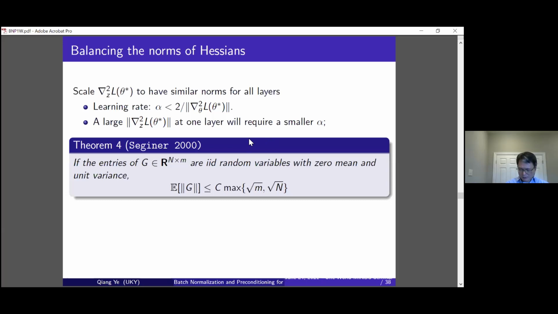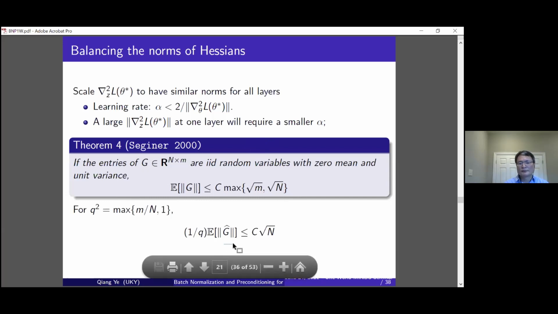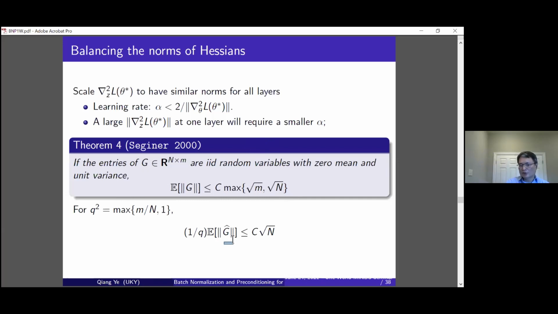It turns out we can use a result from random matrix theory to estimate the norm and then scale accordingly. So here's a result from random matrix theory. If I have an m by n matrix G where each entry is an IID random variable with zero mean and unit variance, then the expected value of the norm of G is bounded by the maximum of square root m and square root n. For our problem, G hat has a first column of ones, but the remaining G are normalized to have zero mean and unit variance. So for that G, we can apply this bound.